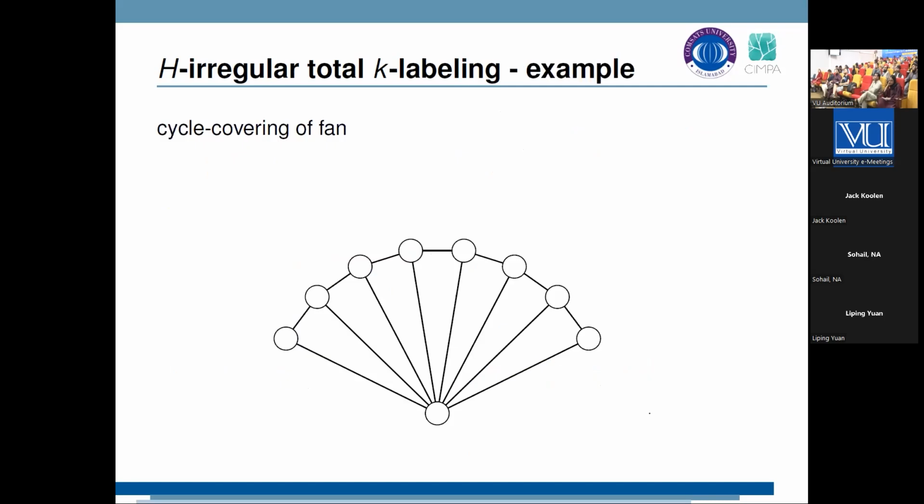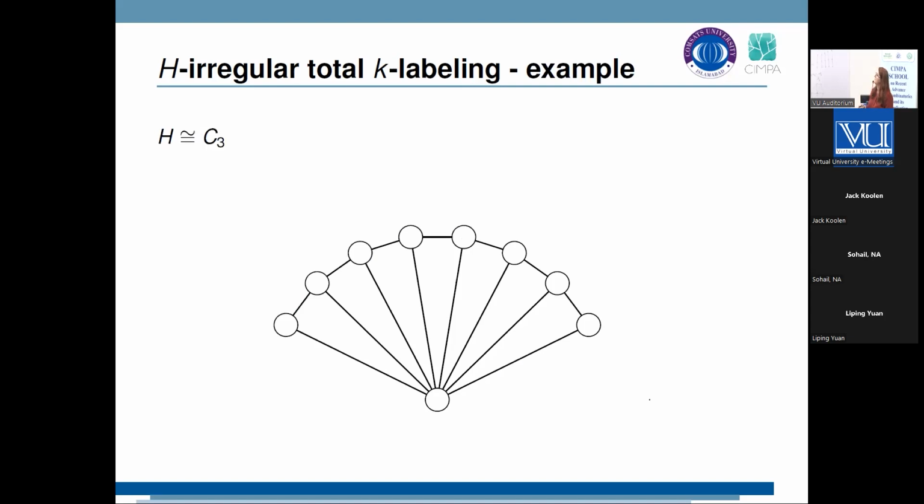So let me explain some example and show you something. Here we have a path. We have a path, we add one extra vertex, and join this extra vertex to all other vertices of the path. And now we would like to find a labeling such that, for example, every cycle C3 will have distinct weights, C4 and so on. Yeah. So in the case when we check the weights of all cycles C3, it's easy to see that every edge is covered by some cycle C3.